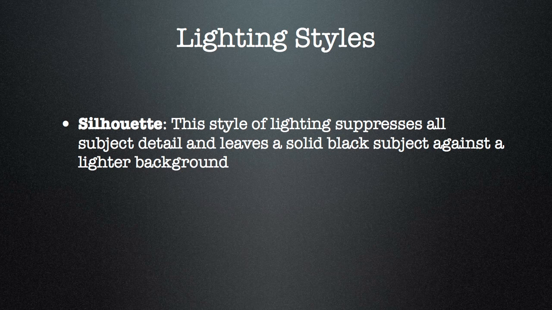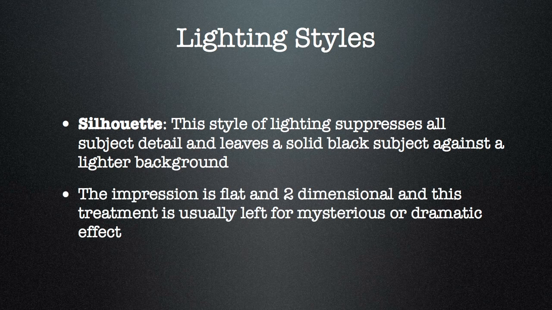Silhouette. So we've seen an example of this already. It's a style of lighting where all the detail in the subject is suppressed, and it just leaves you a solid black object against some form of lighter background, whatever that may be. The impression, of course, from this lighting style is very flat and two-dimensional, and the treatment is usually left for a mysterious or a dramatic effect.